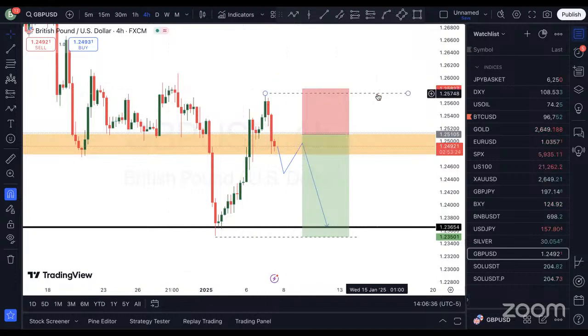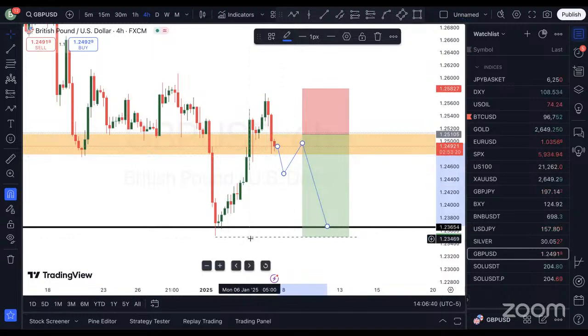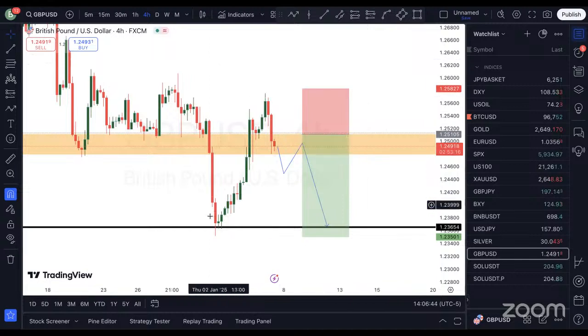So let me take this out. Okay, let me leave that one. Let me take this one out. This move did not break any level, so there is no market structure shift here. So we want to see something that will cause a market structure shift here.